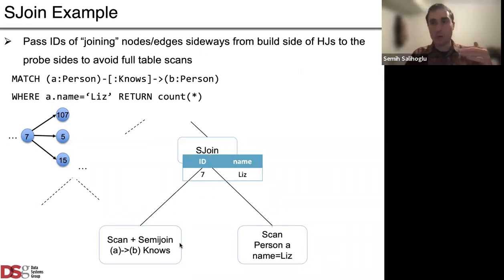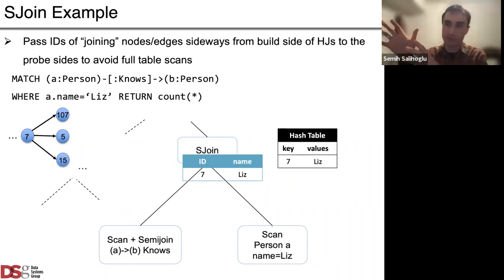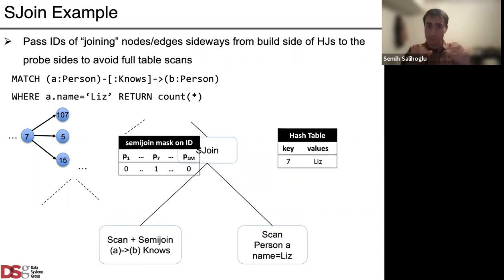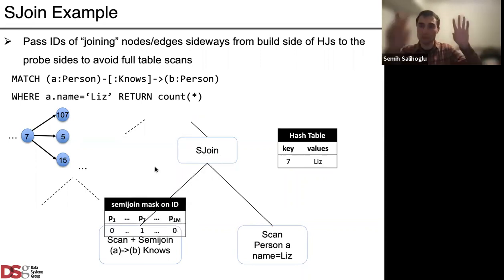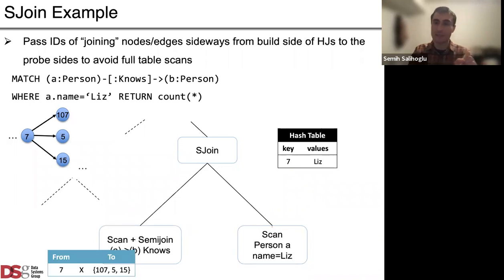But instead of scanning the entire nodes table, after the build phase is finished, we will create a hash table, obviously, to map 7 to Liz. But we will also create a semi-join mask that identifies which part of the nodes table you want to read. In this case, the semi-join mask can be very dense and compact, identifying the adjacency lists of the nodes to scan. Because only 7 was part of the hash table, only P7 has a 1. So that's passed to the scan of the nodes table. In our case, this is the disk-based CSR structure that we're scanning. But with a semi-join mask, we can skip large chunks of that as we do the sequential scan. So we're only going to read 7 and its adjacency list.